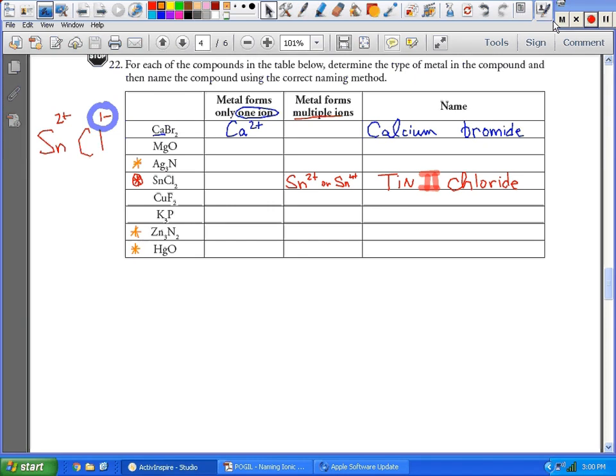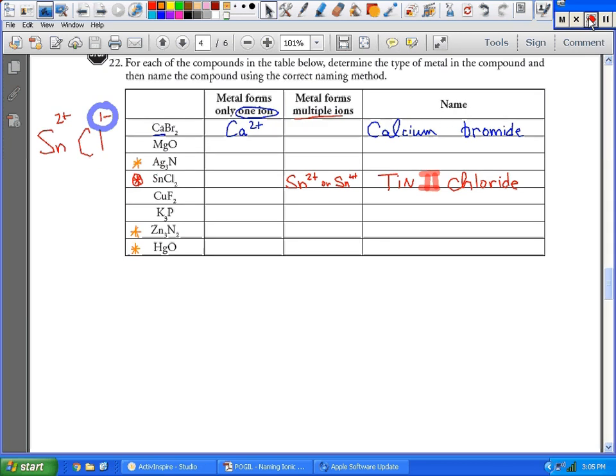All right, most of you guys are finished. So, Robin, we're going to start with you. We're going to work our way back, okay? Robin, Mg. What is Mg, Robin? Magnesium. What group is it in? It's in group 2. So, does it have more than one, or is it just one? Just one. And what's the charge going to be? 2 plus. So, does it need a Roman numeral? No. So, it's just going to be magnesium what? Magnesium oxide.